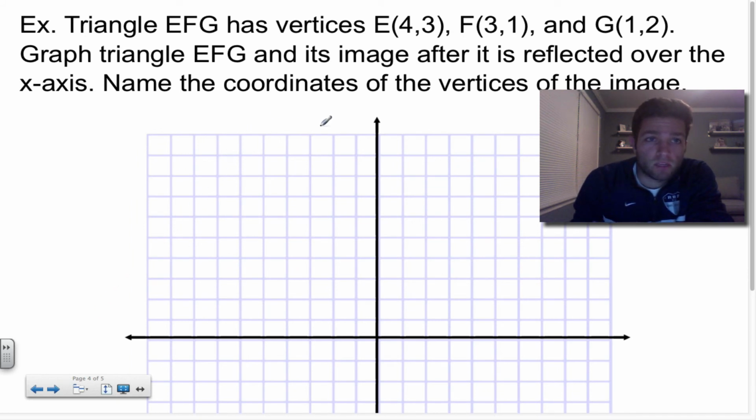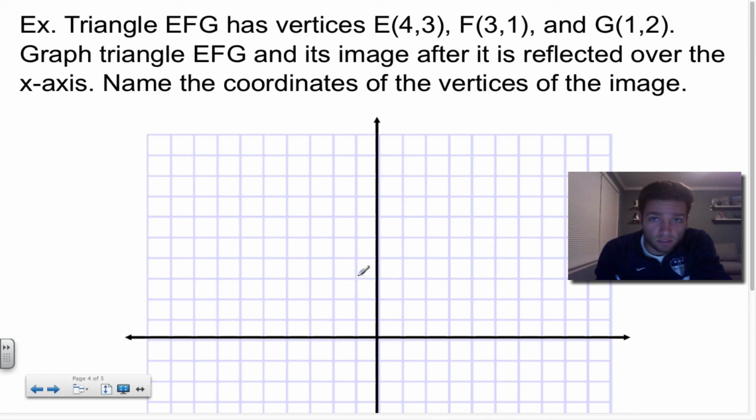All right, triangle EFG has vertices at E, which is at 4, 3. 1, 2, 3, 4, 1, 2, 3. All right, there's E. F, which is at 1, 2, 3, 1. And if you're feeling adventurous and want to do this on your own, then unpause the video and check if you're right, go right ahead. But if you need to see another one, here it is. All right, so there's my original triangle, EFG, at the points that were given.